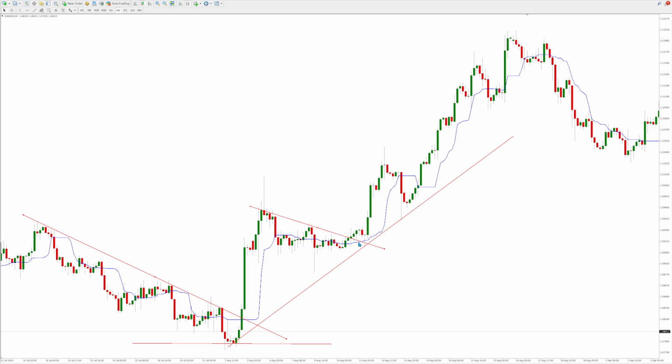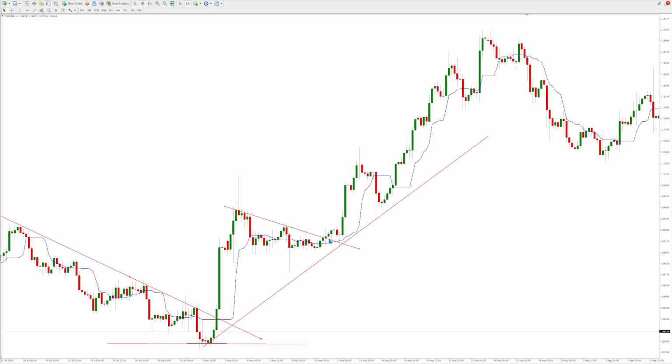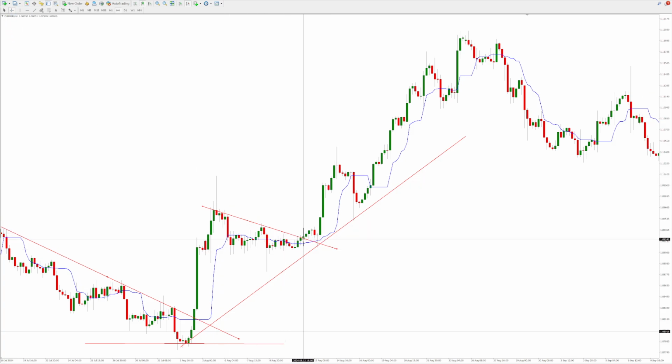Nice pullback around the median price indicator, so we're looking to get in on this trend at a favorable entry, which we can here. Place our stop loss just below the low, so that would be around 15 to 20 pips. For a trade with almost 300 pips potential, excellent risk to reward.